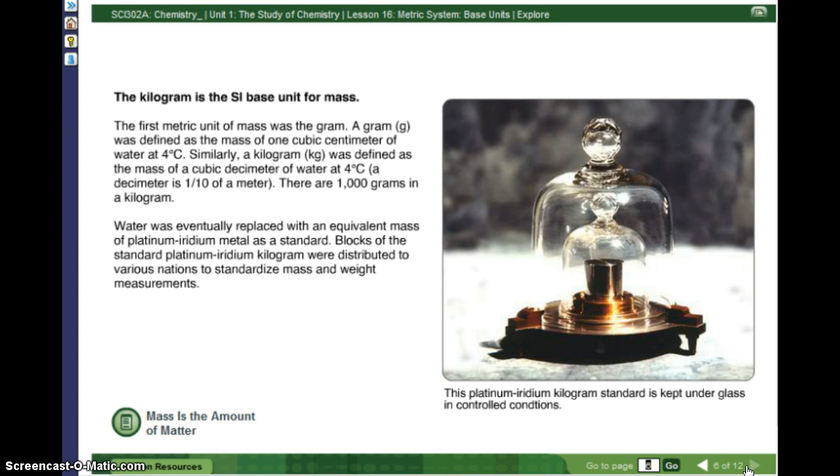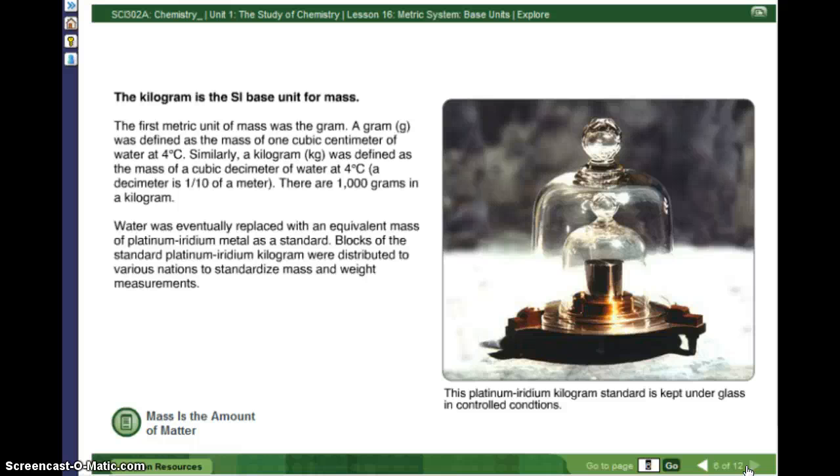The kilogram is the SI base unit for mass. The first metric unit of mass was the gram. A gram, abbreviated lowercase g, was defined as the mass of 1 cubic centimeter of water at 4 degrees Celsius. Similarly, a kilogram, abbreviated kg, was defined as the mass of a cubic decimeter of water at 4 degrees Celsius. A decimeter is 1/10 of a meter. There are 1,000 grams in a kilogram.